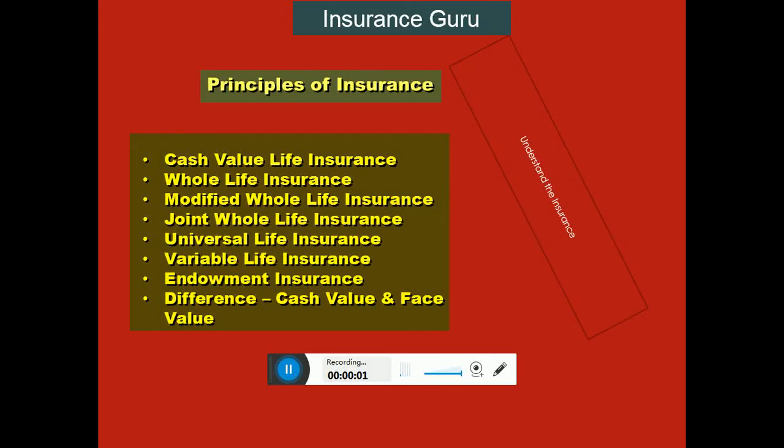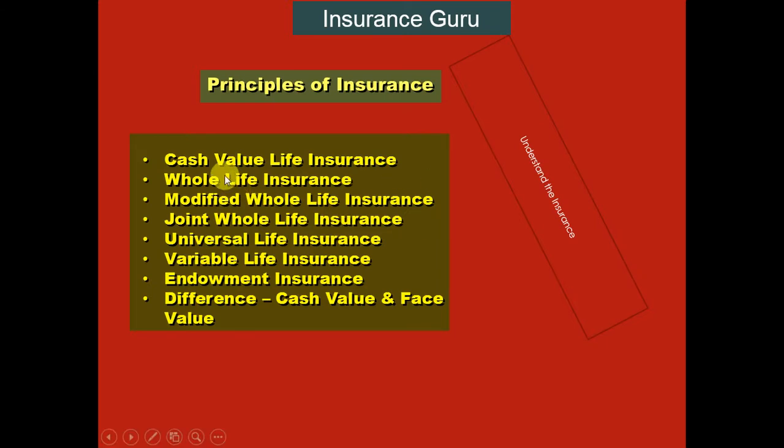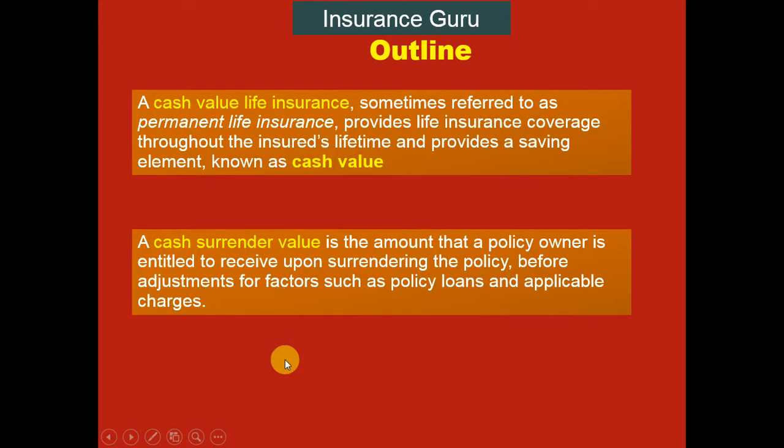Hello guys, we are going to be discussing today different types of life insurance which are listed here: cash value, whole life, modified whole life, joint whole life insurance, universal life insurance, variable life insurance, endowment, and the difference between cash value and face value.